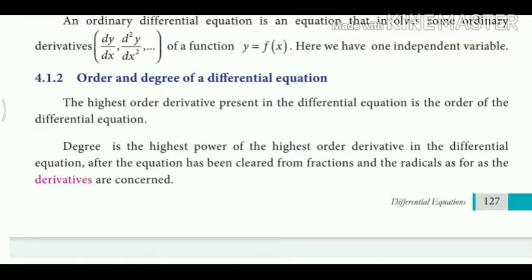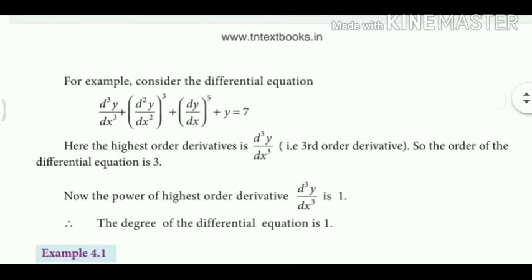After finding the order, we have to find the degree. Degree is nothing but the highest power of the highest order derivative in the differential equation, after the equation has been cleared from fractions and radicals as far as the derivatives are concerned. For example, consider the differential equation d cube y by dx cube, d square y by dx square whole cube plus dy by dx whole power 5 plus y equal to 7.